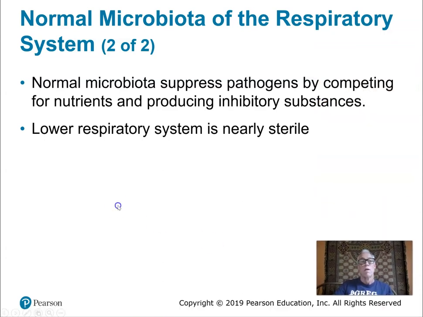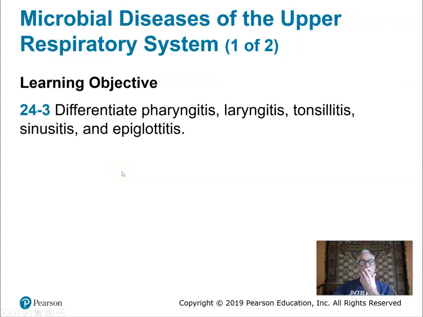So, normal microbiota suppress pathogens. It's like everywhere else that we've talked about. They're very helpful because they keep transient pathogens that happen to come into the respiratory system from getting a foothold. They can't compete with all the existing commensals that are there. Again, the lower respiratory system has no microbes except momentarily. If you inspire some into your airways, they'll be swept out with the mucus relatively quickly.